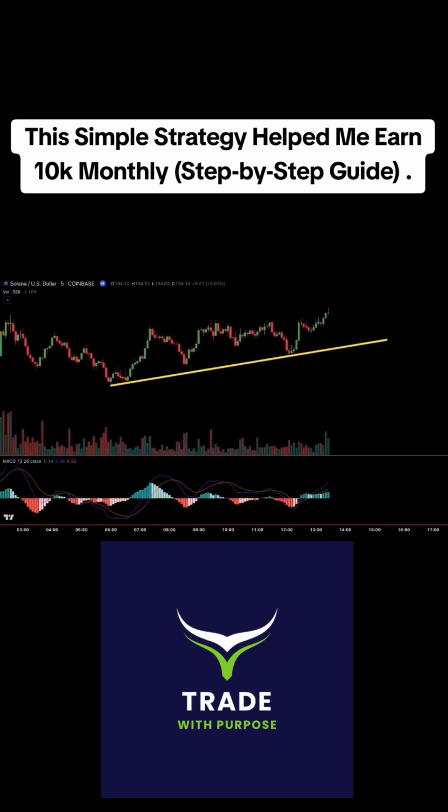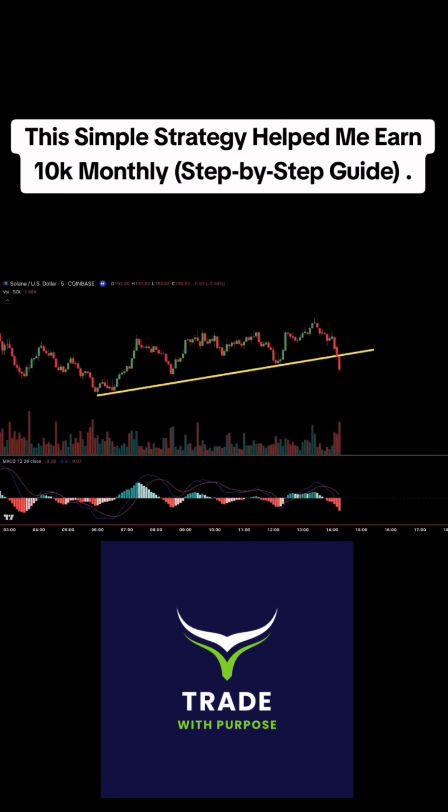Now let me show you how to combine the MACD crossover with trendline breakouts and volume for the best trading results. Look at this 5-minute chart of Solana. Here we have a clear ascending trend line. We wait patiently for the price to break below the trend line, which signals a potential reversal to a downtrend.